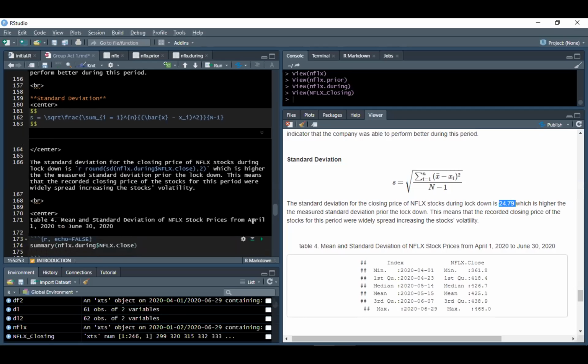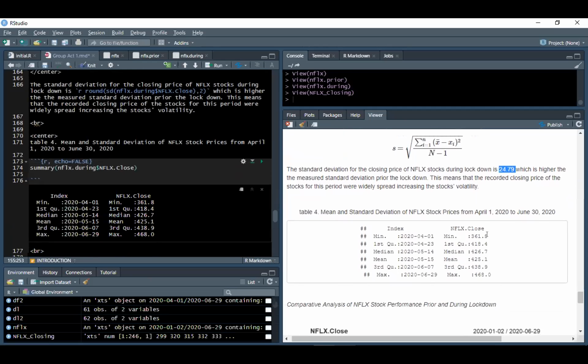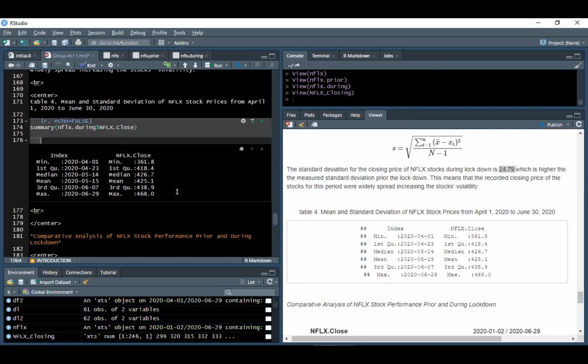So next, we also presented a table of the mean and standard deviation of Netflix prices, and we used the summary function in order to generate the table presented here. That's all.